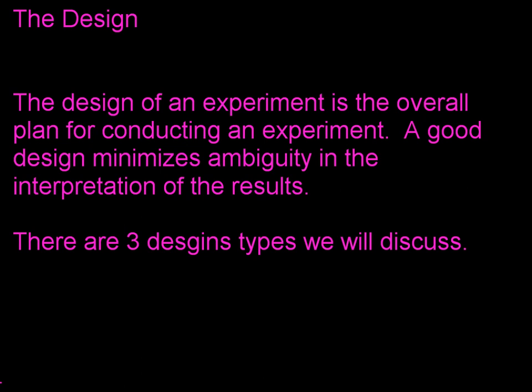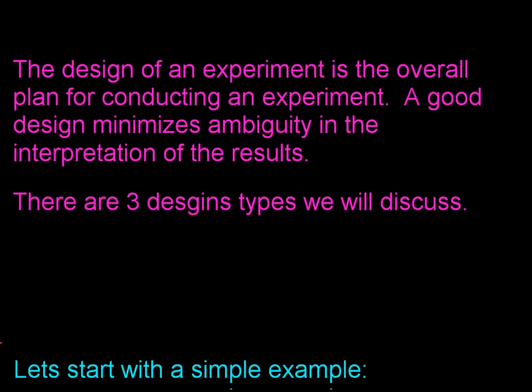A good design minimizes ambiguity in the interpretation of the results. So we really want to have a very good design, and a good design will make sure that your results are very clear. They will make sure that your results say that X causes Y, nothing else. So we want to make sure that a good design gets rid of any kind of iffy ambiguity in the problem. There are three different types of designs that we will discuss. We'll talk about two of them in this video, and we'll talk about the other one a little bit later.